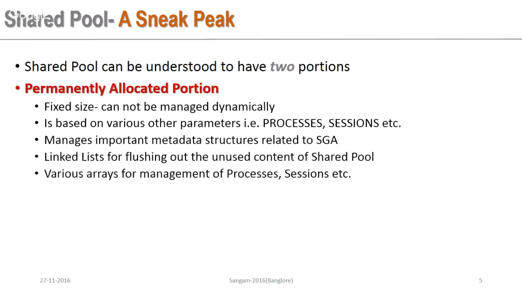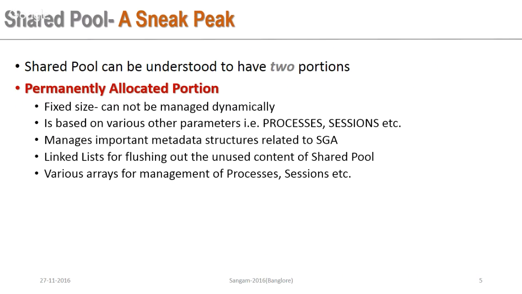So one part of the shared pool is made up of something called the permanently allocated portion. Now this portion is allocated by the database itself, and it is controlled by the fixed size, which is allocated by the system. This allocation is based upon a couple of things like processes and sessions and so forth, and these allocations are not controllable by a DBA. Right, that means in case a DBA wants to change this permanently allocated portion, it is not possible.